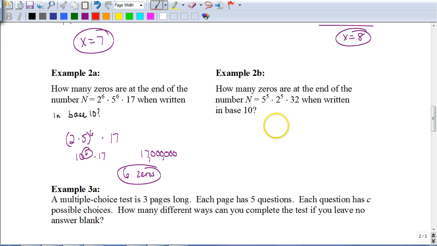5 times 2, I can put inside of the parentheses and the fifth power outside of there. 5 times 2 is 10, so we have 10 to the fifth times 32. So how many zeros would we have? Hopefully you thought of 5 zeros.